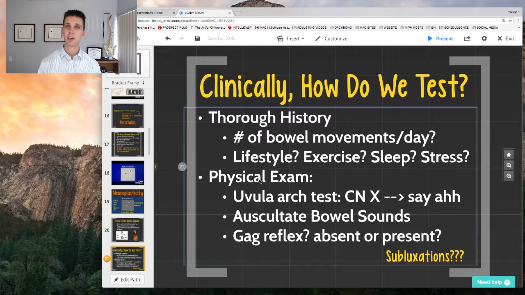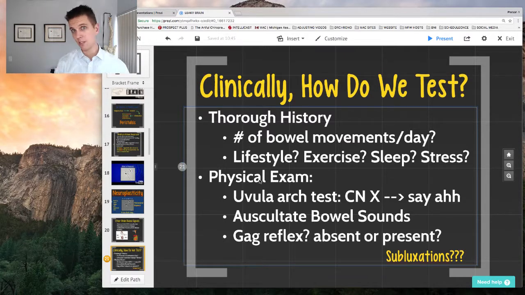The physical exam. Here's a great thing you can do on your own. Take a pen light or your phone, which often has a light on it, shine that into your mouth, and do the uvula arch test. Say ah, like when the doctor depresses your tongue, but watch the roof of your mouth. What you're looking for is a raised arch on both sides. This is an evaluation of vagal nerve function.